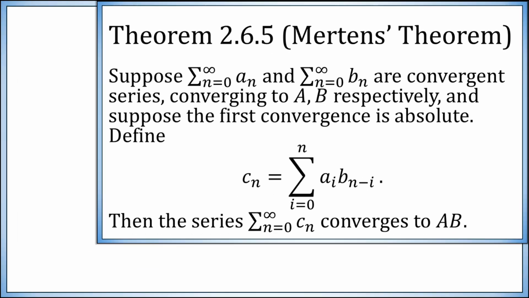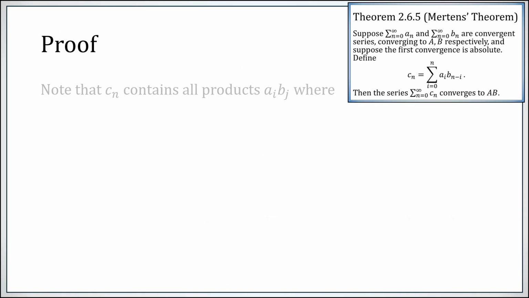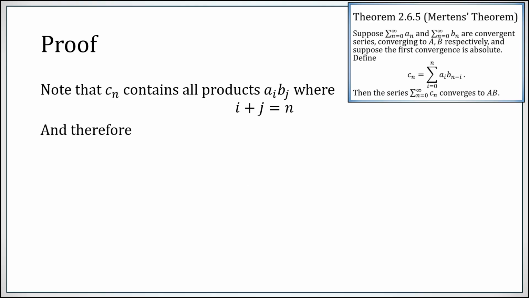All right, let's prove it. So Cₙ is exactly constructed to have all products of an a with a b where the sum of the indices is n. Whatever the index on a is, it goes from 0 to n. The index on b goes from n to 0, but if you add these indices together, you get n. So Cₙ contains all products whose subscripts add up to n.